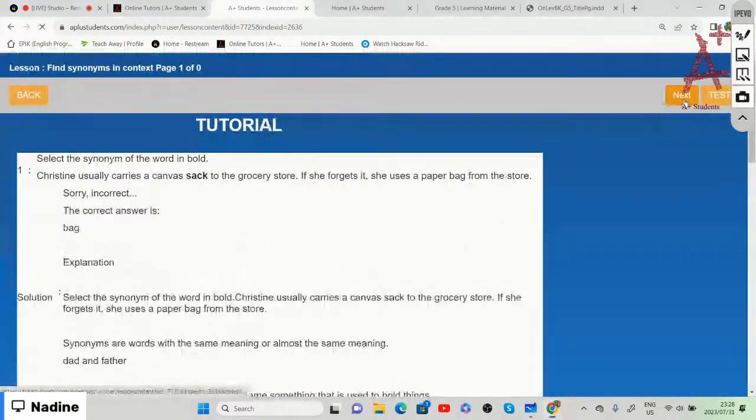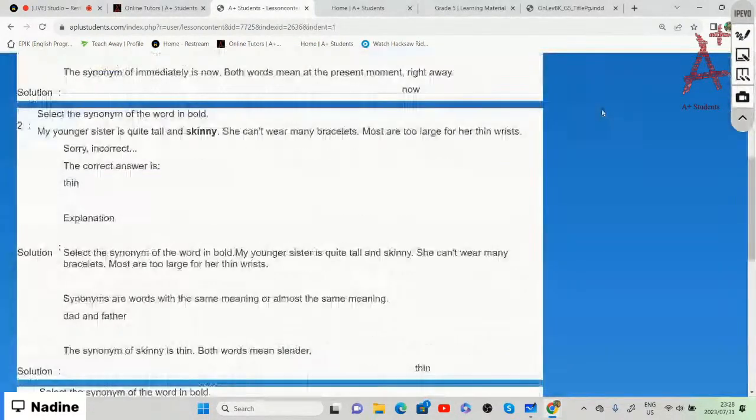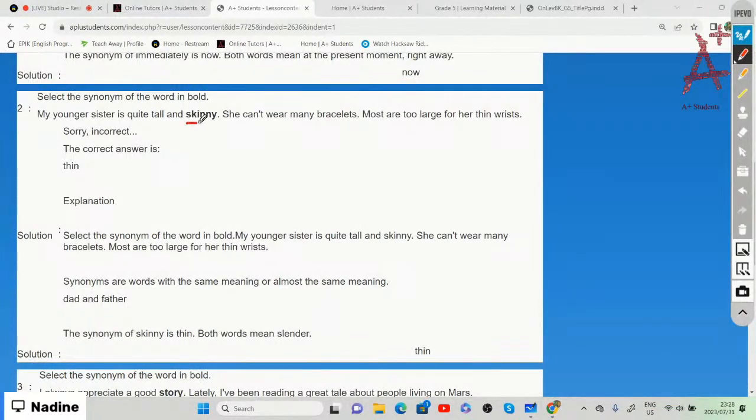All right, let's go to the next one. My younger sister is quite tall and skinny. We need to find the synonym of skinny within the sentence. She can't wear my bracelets. Most are too large for her thin wrists. So, skinny. We need to find the synonym of skinny within our sentence, right?